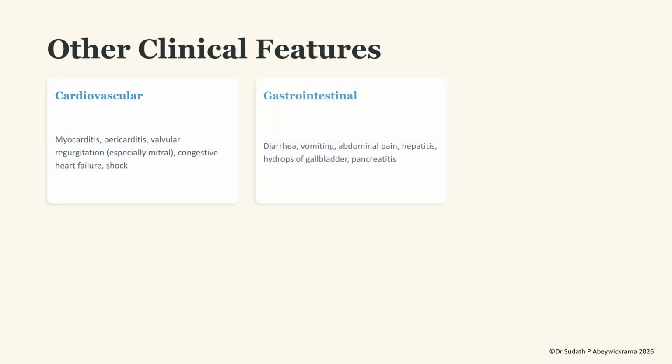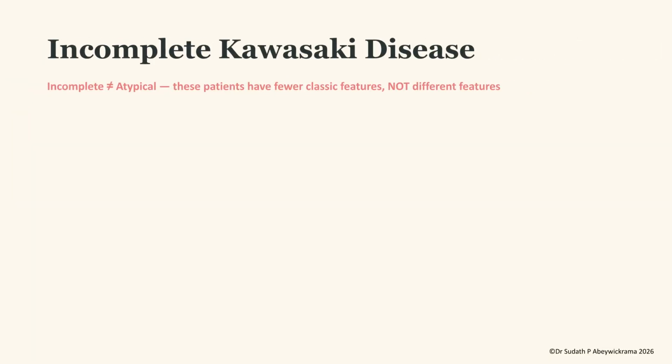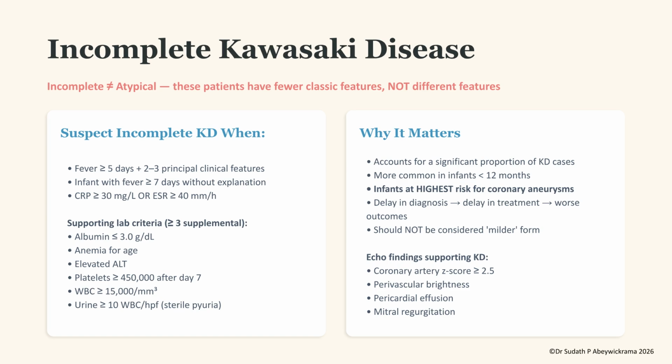Other clinical features of KD affect multiple systems. Cardiovascular effects include myocarditis and valvular regurgitation. Gastrointestinal symptoms include diarrhea, vomiting, and hepatitis. Musculoskeletal features involve arthritis, particularly in large joints. Incomplete Kawasaki disease occurs when patients have fewer classic features, making diagnosis challenging. This form is often seen in infants under 12 months, who are at the highest risk for coronary aneurysms. The criteria for suspicion rely on fever, fewer principal features, and specific lab criteria.